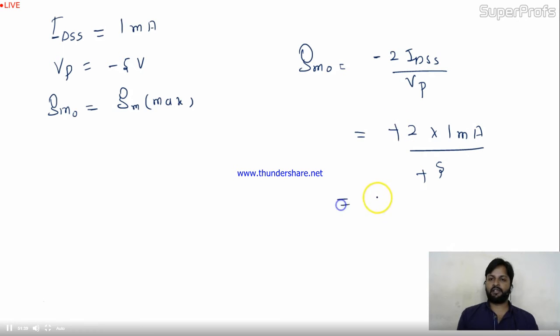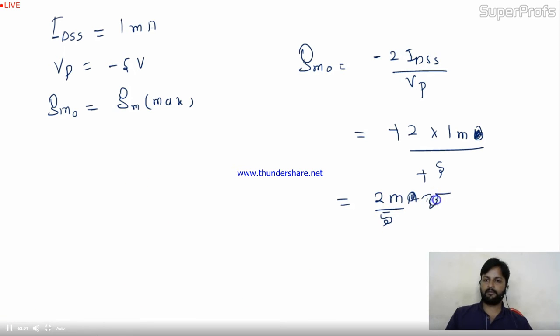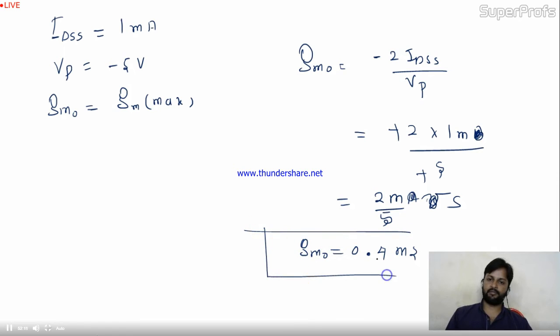So this will cancel out. We'll be having 2 milliampere divided by 5. So your gm0 is, you don't have an option for this, 2 by 5. And milli, this is not milliampere now, so this is mho. It will be Siemens. So it will be 0.4 millisiemens. This is your gm0. This is the maximum. Okay, friends.